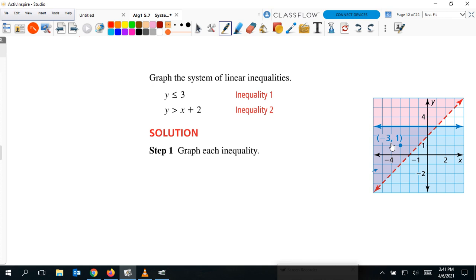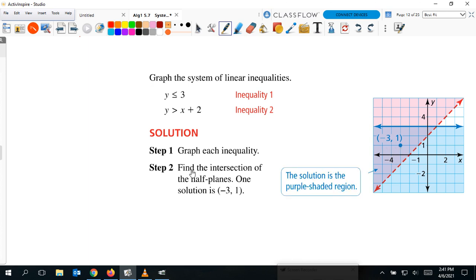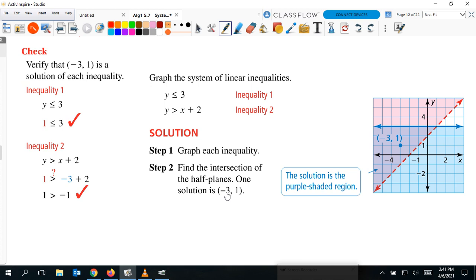That's why they took a point out of that section, this -3, 1, and they're going to show that they can check to make sure that that is the solution region. You can just use that as a test point just to double check. The solution's the purple shaded region there. And they check that point of -3, 1, and it's checked for both of them just like we did on 1 through 4. It is a solution, so yes, that verifies that that's definitely the solution region.